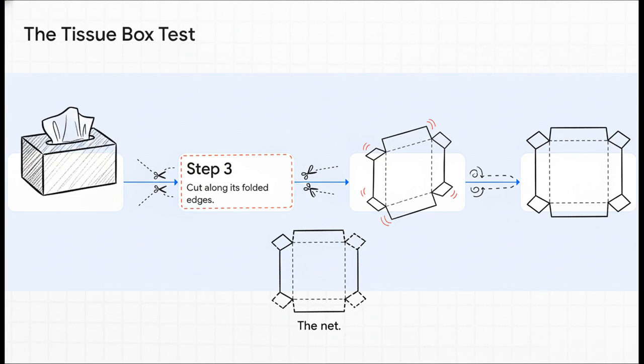Just picture an empty tissue box. If you were to carefully cut along its edges and just lay it out completely flat on a table, what you're looking at is its net. You've just deconstructed the box right back to its original 2D blueprint.